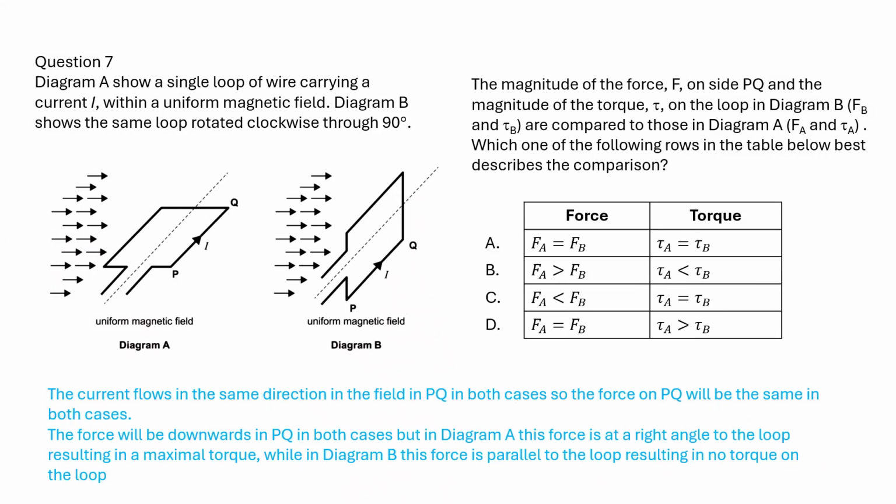The force on section PQ will be identical in both cases because the current flows in the same direction. In both scenarios, this force acts downwards. However, the resulting torque differs significantly. In diagram A, the force is perpendicular to the loop, creating maximal torque, while in diagram B, the force is parallel to the loop, resulting in no torque.